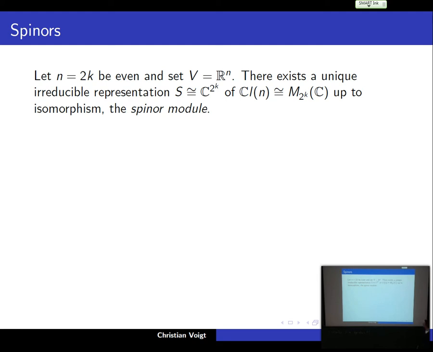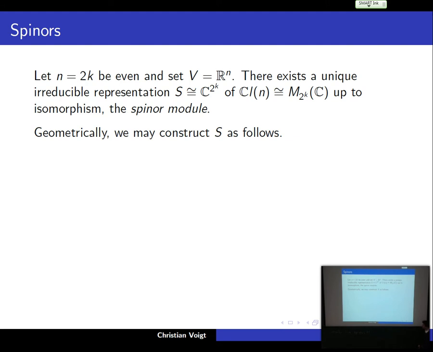Actually, one has to be careful. Usually you would just say, well, that's it, so let's just work with this module. But notice that this identification of S with C to the 2 to the k hinges on identifying the Clifford algebra with matrices, and this is not canonical. So there is no canonical way to identify the Clifford algebra with matrices. So let's be a bit careful about this construction.